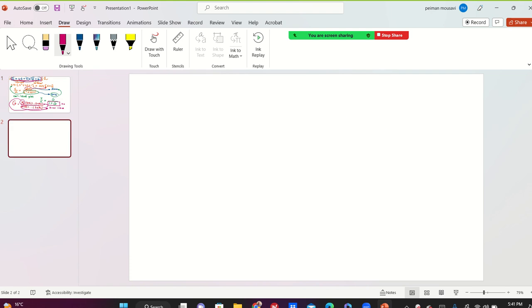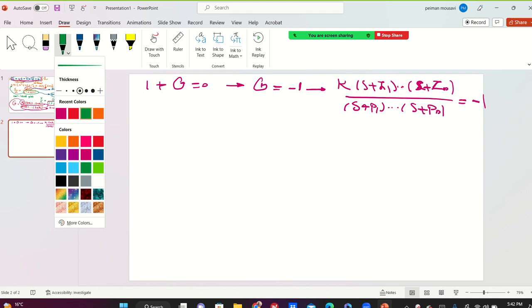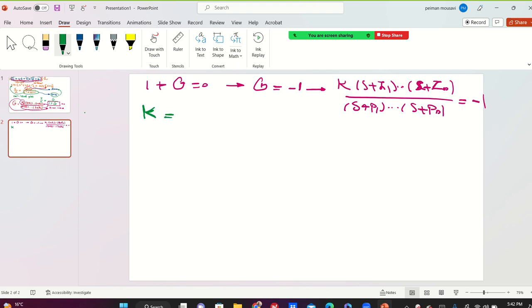Going to the next page. 1 plus G is 0, or G, the open loop transfer function, is minus 1. I'm just writing G from here. G is K times (s plus z1) until (s plus zm) over (s plus p1) to (s plus pn), and that is minus 1. Clear? I told you I'm going to change K. So K is going to be minus (s plus p1) to (s plus pn) divided by (s plus z1) to (s plus zm), right?